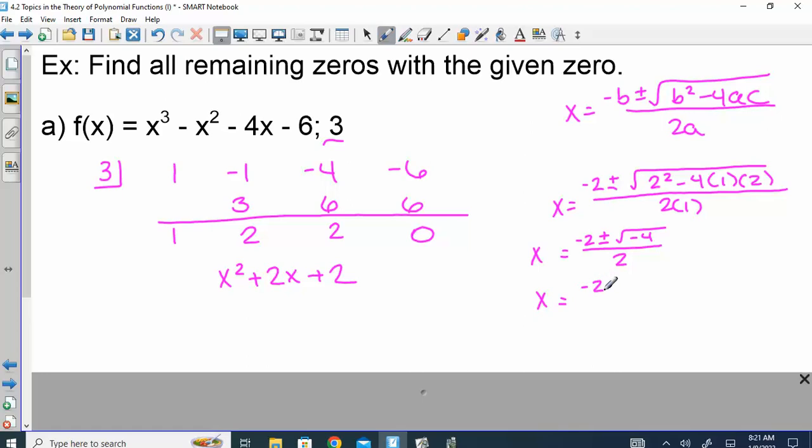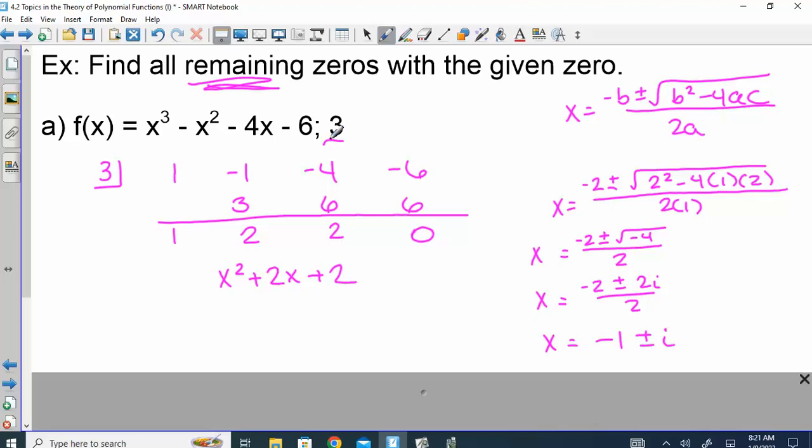What is the square root of negative 4? If we divide those by 2, need a little plus or minus on that. Do I have to include the 3 with this? No, because I didn't say give me all the zeros, I just asked for the remaining ones. I gave you one of them, you had to find the other 2, and here's what they are: negative 1 plus i and negative 1 minus i.